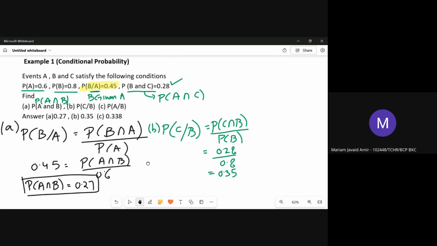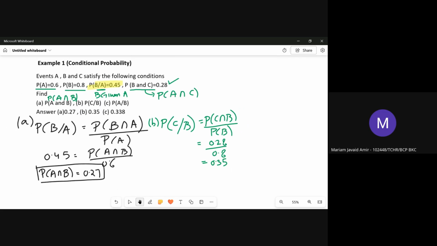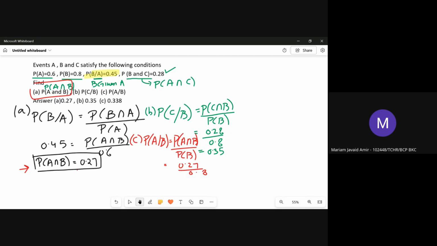Next is part C, where we have to find probability of A given B. A given B would be probability of A intersection B divided by probability of B. A intersection B we found in part A, 0.27, divided by probability of B, which is 0.8. 0.27 divided by 0.8, I'm getting 0.3375. This would be the answer.